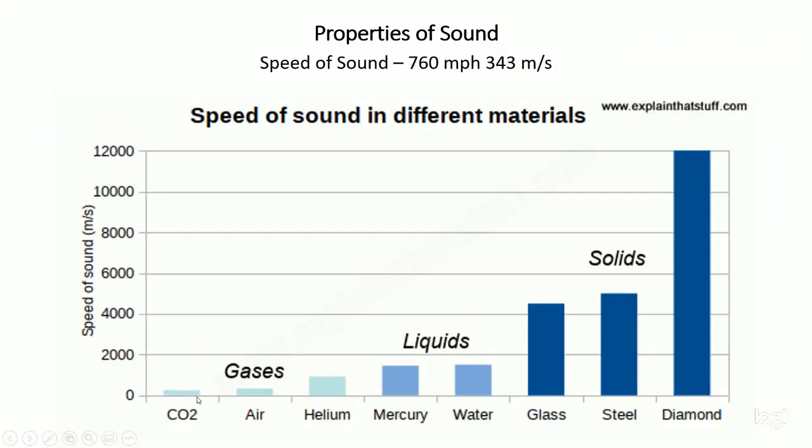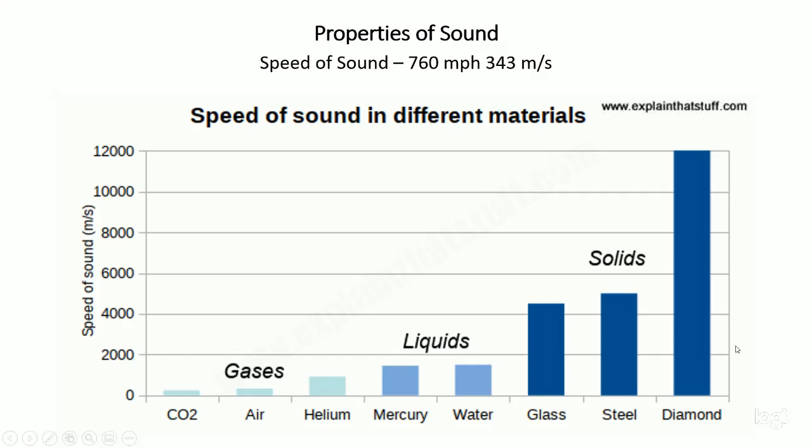So if we look at gases, carbon dioxide, air, and helium, the density of those molecules to one another corresponds directly to their speed. So we can see that air is really pretty low down here. And in air, at sea level, the speed of sound is about 760 miles an hour, or 343 meters per second. As we move into water, we move to 1,500 meters per second, give or take. And seawater, since it's more dense than fresh water, is even faster than that.